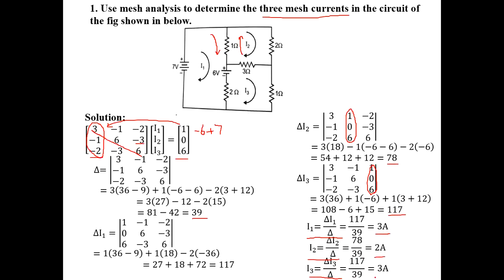Suppose in this problem we have to calculate the current flowing through this 1 ohm resistor. We just subtract the lowest current value from the highest current value. Why? Because the currents flowing through this resistor are I1 and I2. Two currents are flowing, so we just subtract the lowest value from the highest value.